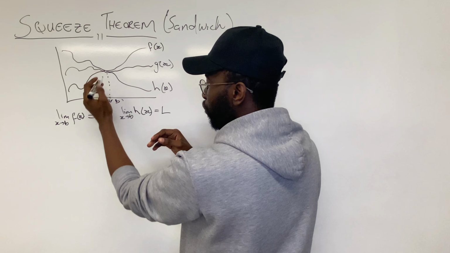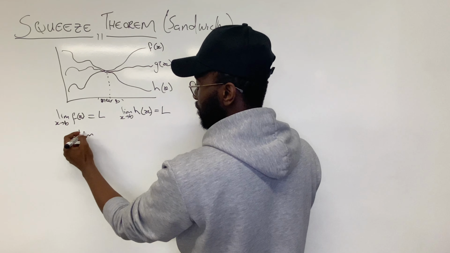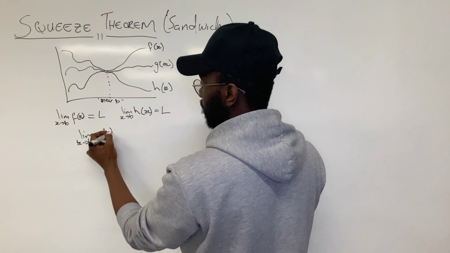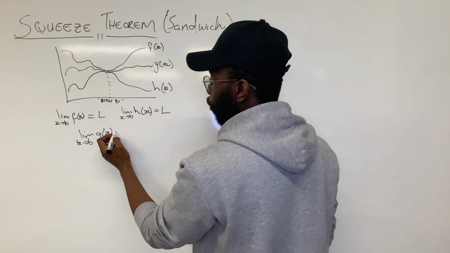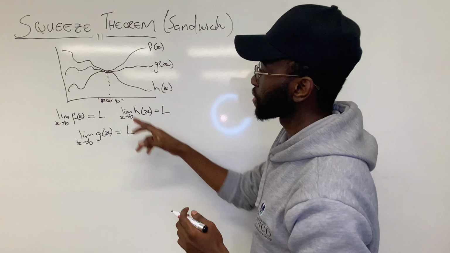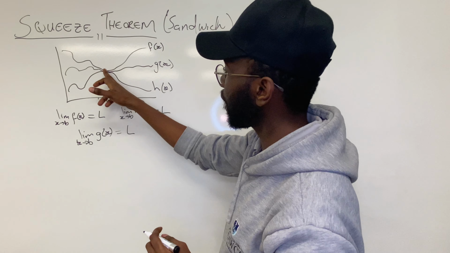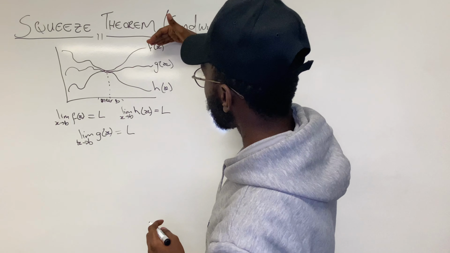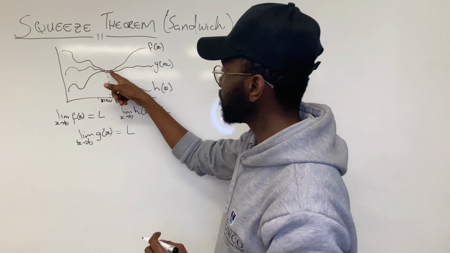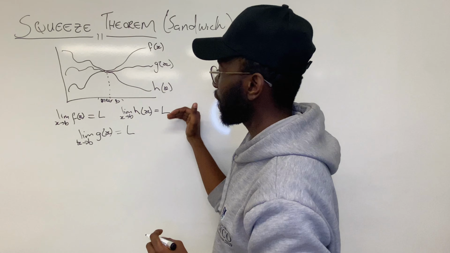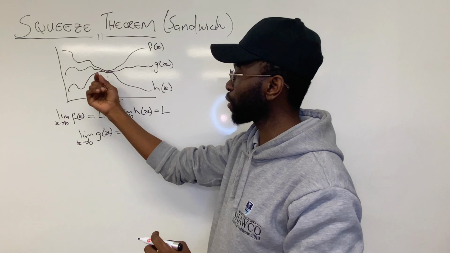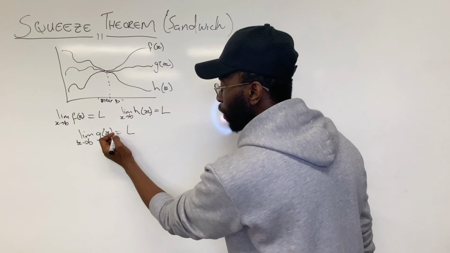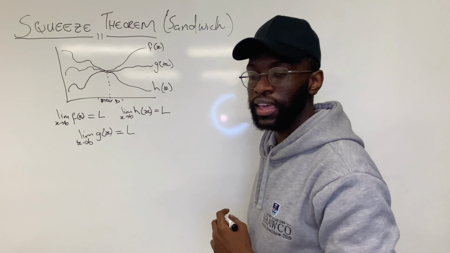It will also be forced that the limit as x approaches b of that function in between those two functions will also be L, because it can't be greater than L, because this function is not greater than f at x. Also, it's not less than h at x, and they are both equal to L. So if it has to squeeze in between these two functions, it will also come out as L.